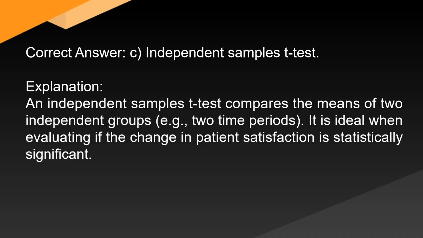Independent samples t-test. Explanation: an independent samples t-test compares the means of two independent groups, e.g., two time periods. It is ideal when evaluating if the change in patient satisfaction is statistically significant.